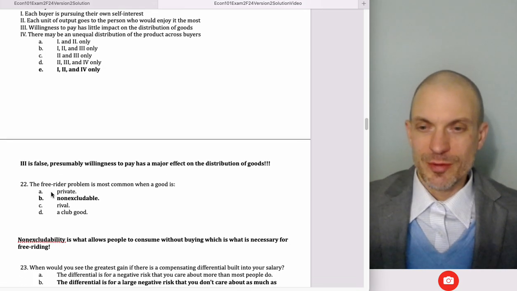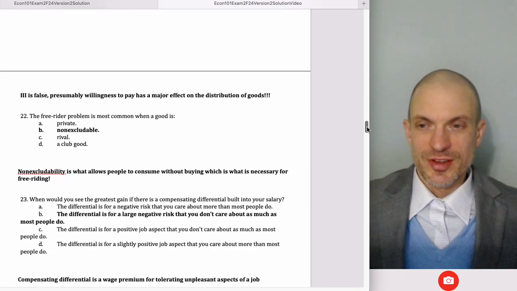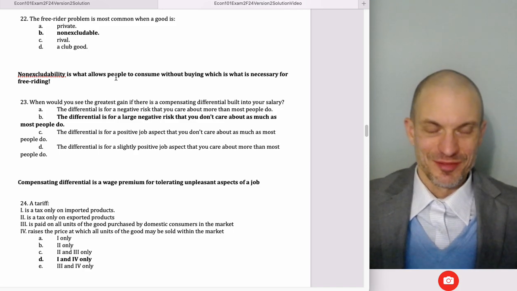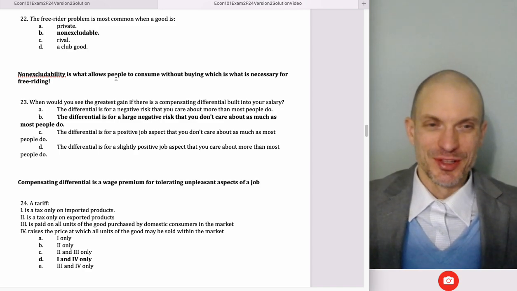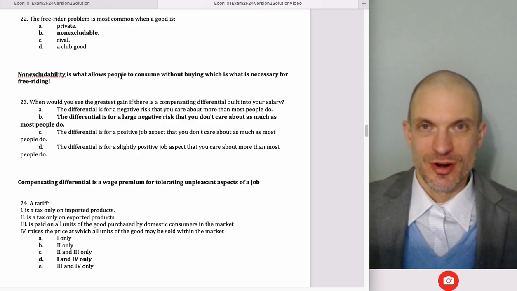All right, the free rider problem is most common when the good is non-excludable. So non-excludability is what we need for people to be able to consume without buying, which is what's necessary for free riding.